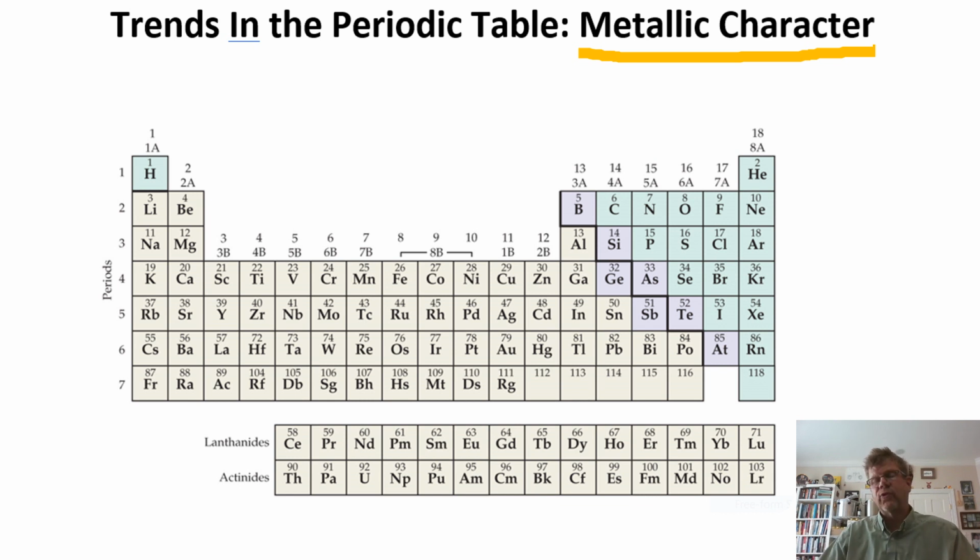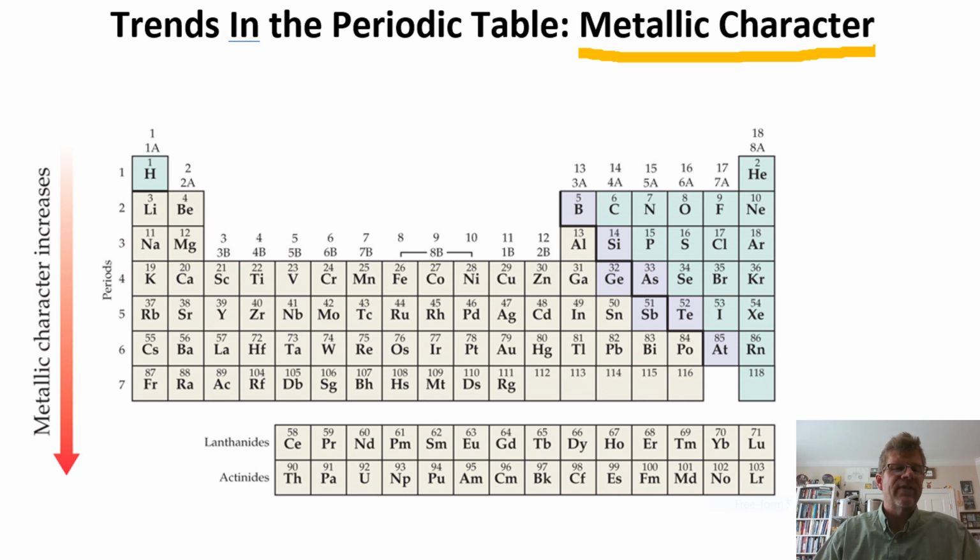Okay, so what's the trend? We have these trend arrows on the periodic table, which says that metallic character increases as we go down a column, any column in the periodic table. So we would find that if metallic character increases between sodium and rubidium, rubidium has more metallic character than sodium because of that trend arrow that we saw last time.